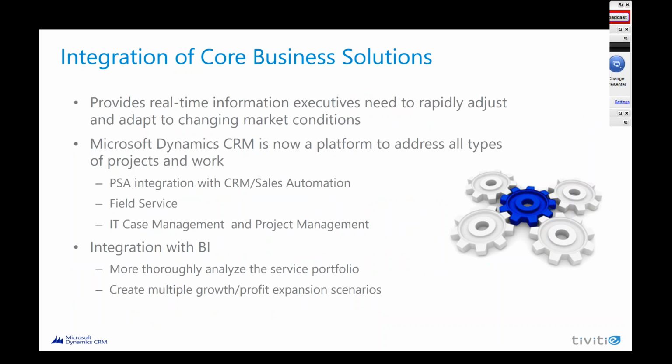The key is, we talked about all these disparate systems that are out there and the disconnects between those. By having a model where we integrate core business capabilities into a common solution platform, we can really provide real-time information to executives so they can adjust rapidly and adapt to changing market conditions and business conditions as we go on through, so that we don't get those inefficiencies by not having the information at our fingertips at a time where we can actually make effective change.